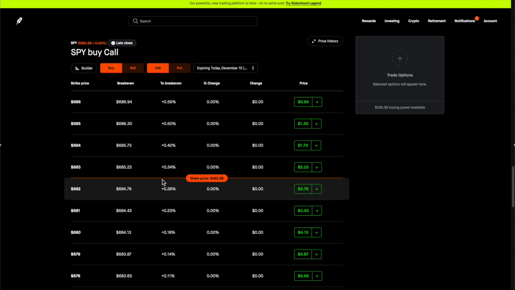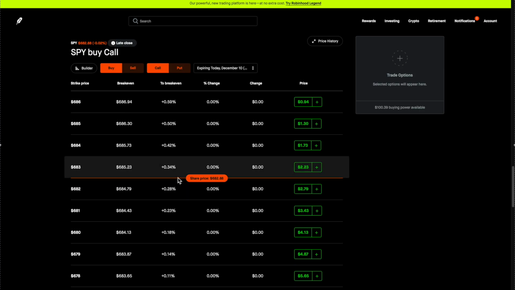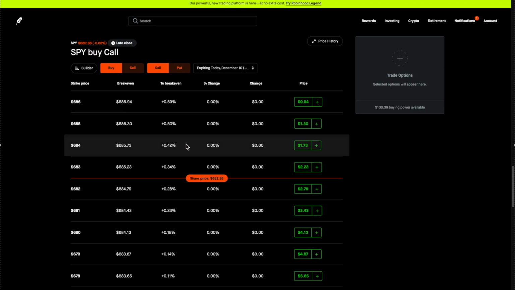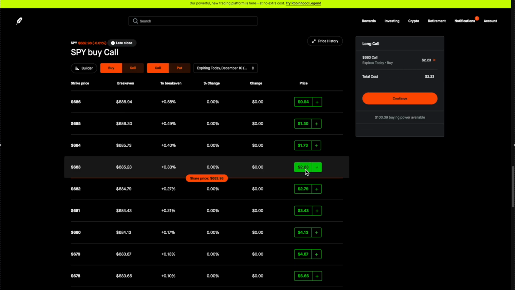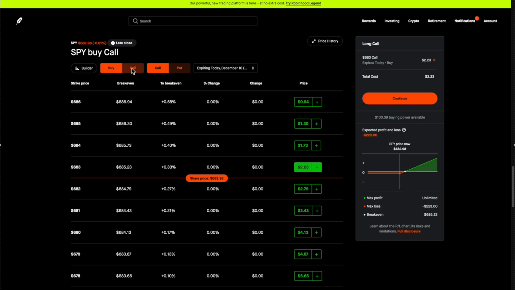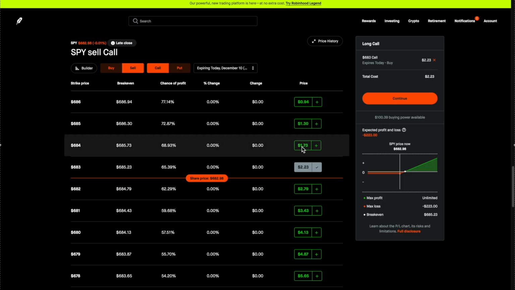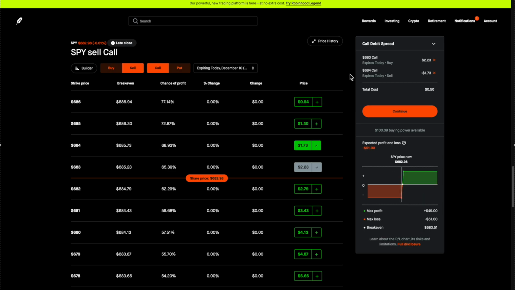So our same thesis, but with a debit spread, you need the price to move. So we want SPY to move at least past where we're going to choose our strike prices. So the first thing we're going to do is buy this one. Then we're going to come over and sell the one above it. And now you can see it says call debit spread. It's going to cost us $50.